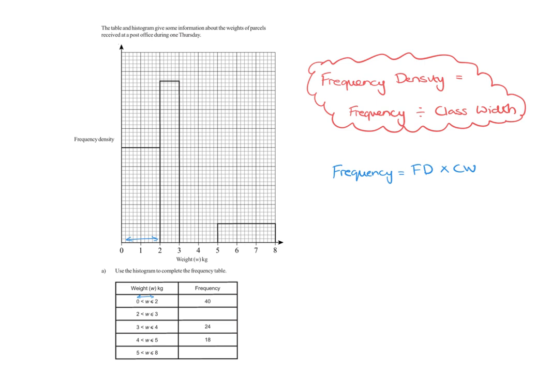So the first thing I'm going to do is have a look at my histogram and my frequency table and see which group I've got all of the data for, and that would be the first bar and the first row in the table. So between the weights of 0 and 2, I've got the frequency is equal to 40. Now if I was to work out the frequency density for this group, I would do the frequency divided by the class width. So I would do 40 divided by 2, which gives me 20. Now what that tells me is the height of this bar must be equal to 20.